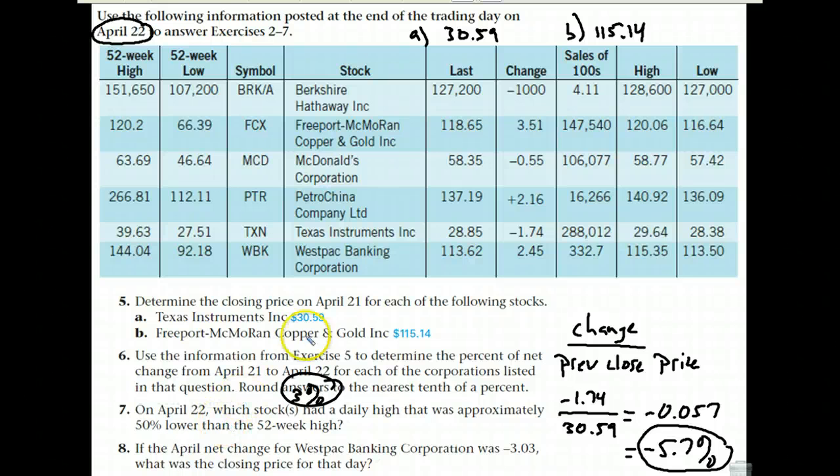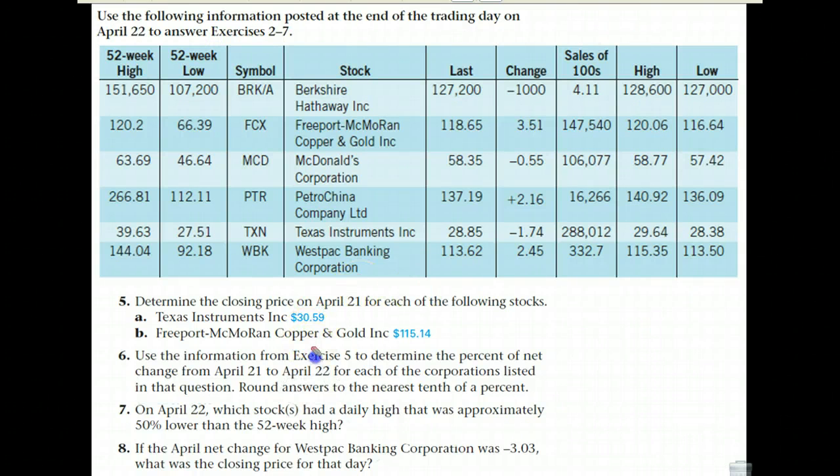So now this is asking on April 22nd. So again, that's the information that we have in front of us. It wants to know which stock had a daily high, which is here, that was approximately 50% lower than the 52-week high. Let me erase some stuff up here. So we're talking about here. So we want this number here to basically be half of this one. All right, approximately. So it's 50% lower.